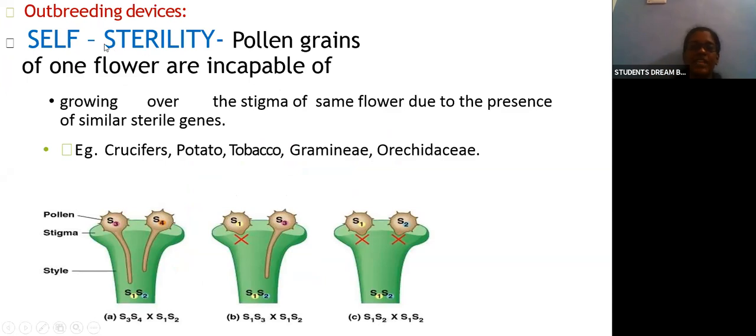Next is self sterility, or incompatibility. Pollen grains of one flower are incapable of growing over the stigma of the same flower due to the presence of sterile genes. Because sterile genes are present, there is no chance for inbreeding. Examples are potato and tobacco.